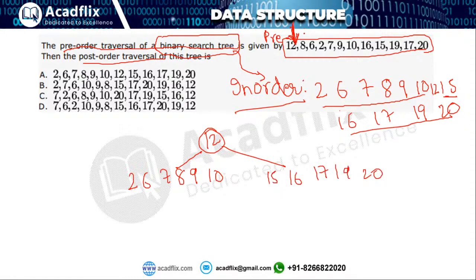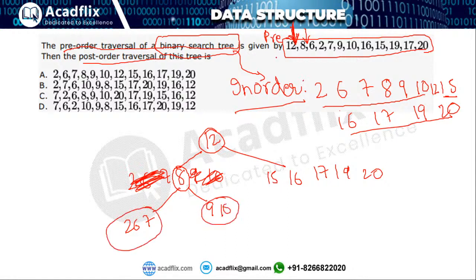What is the next element that I have to process? 8. I process this element and make it the root, and I move 2, 6, 7 to its left subtree and 9 and 10 to its right subtree. That is how I keep processing each and every element. Now I have to process 6. I make a new node which only contains 6, and 2 will move to its left and 7 will move to its right.